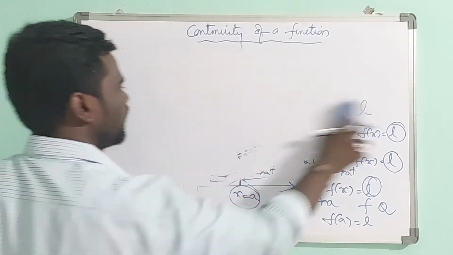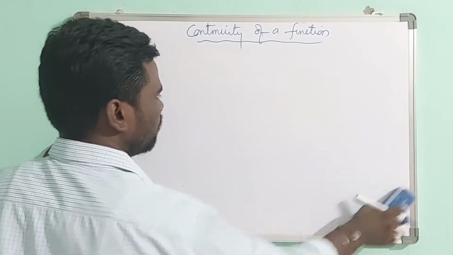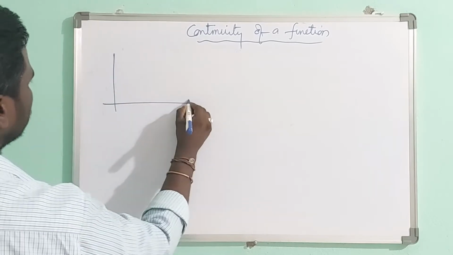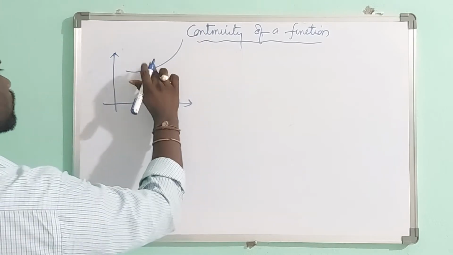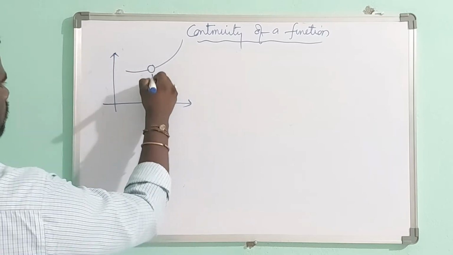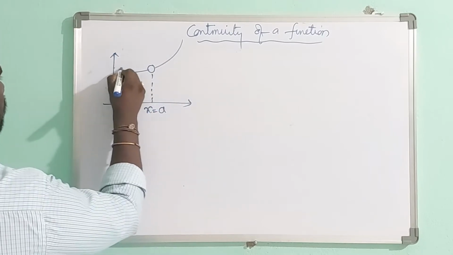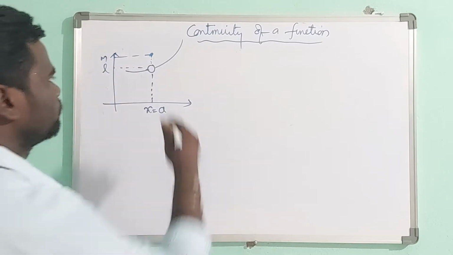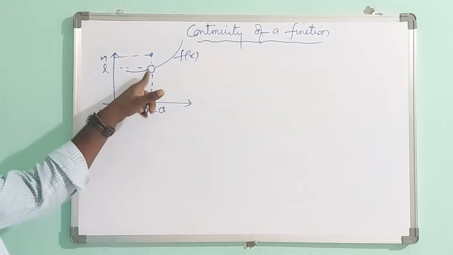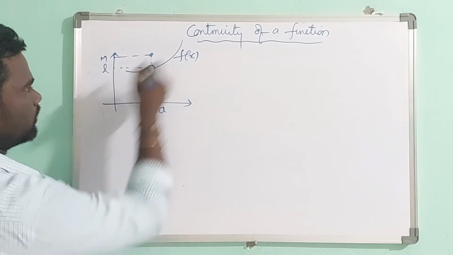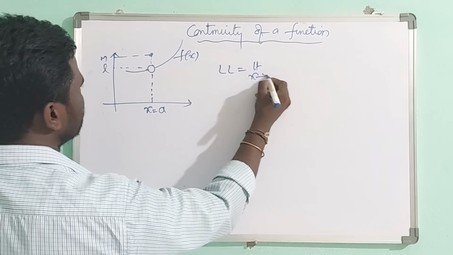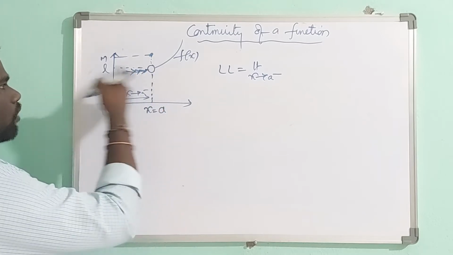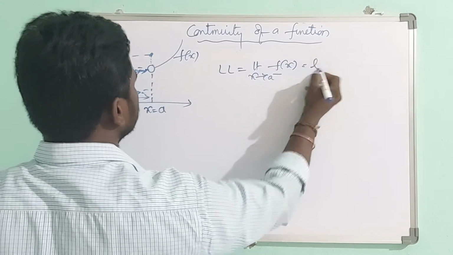Now let us discuss some graphs on continuity. See, suppose it is an M function. In this case, see the left limit for this function. Left limit x tends to a minus, which means x tends to a minus. The function approaches what value? L. So f of x is equal to L.